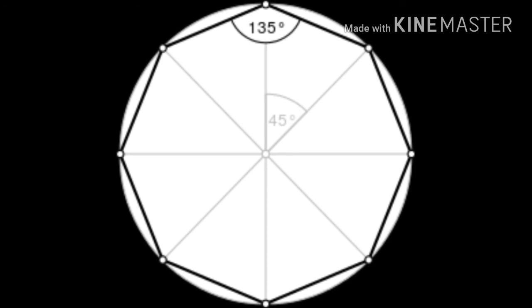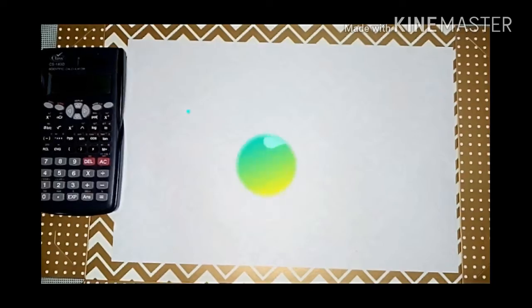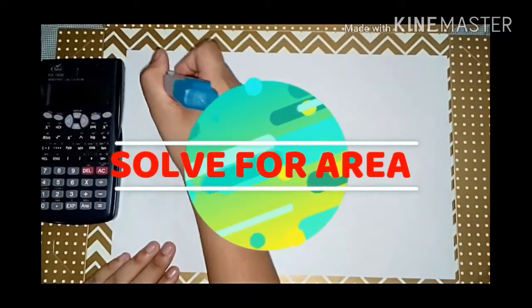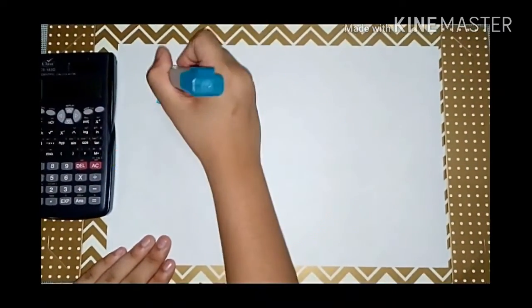In geometry, an octagon is an 8-sided polygon or 8-gon. The internal angle of an octagon is equal to 135 degrees. All the angles added together is equal to 1080 degrees.